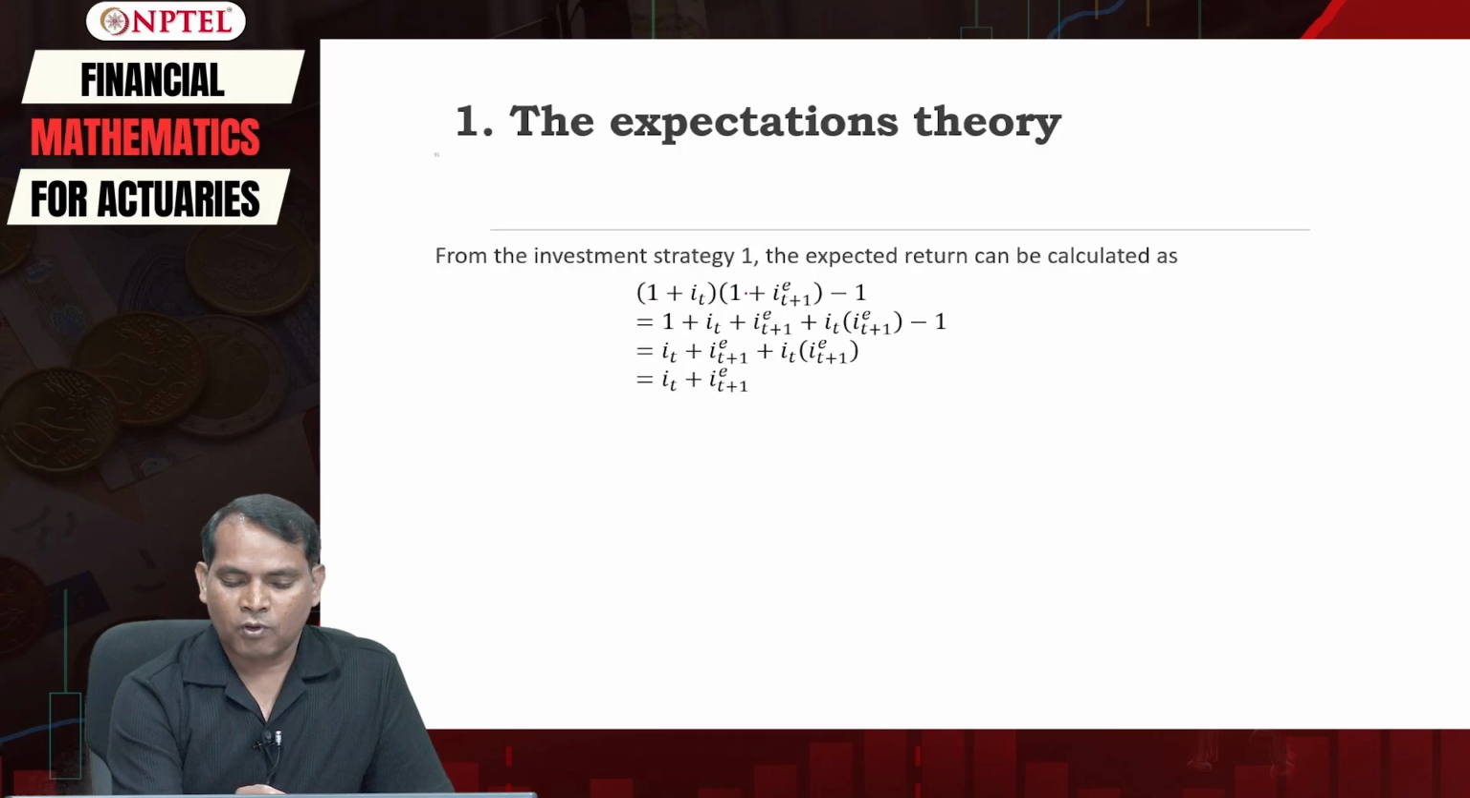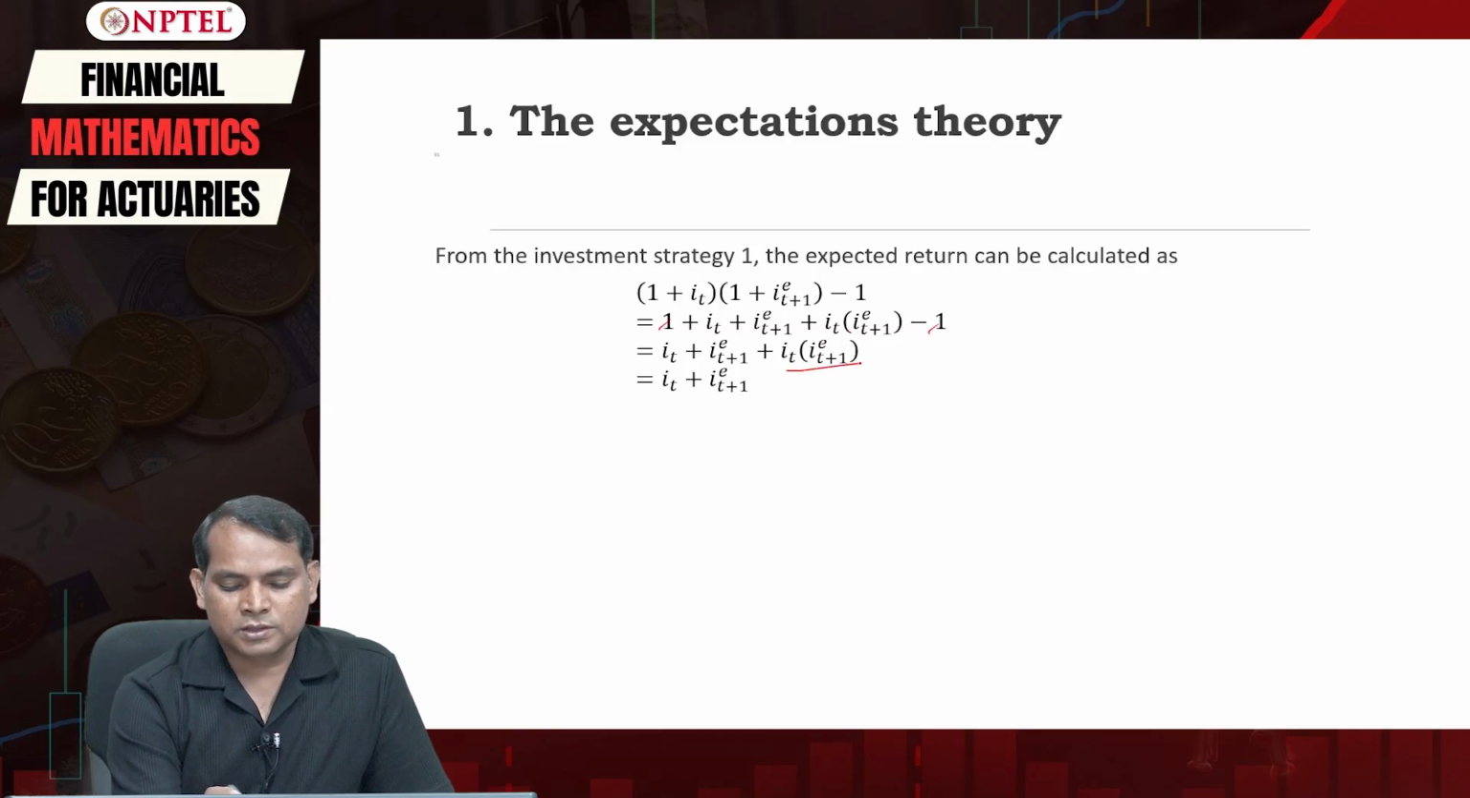Now open this up and we will get 1 plus i_t plus i_{t+1}^e plus i_t times i_{t+1}^e, minus 1. So this 1 and this 1 will cancel, and we will have i_t plus i_{t+1}^e plus i_t multiplied by i_{t+1}^e.